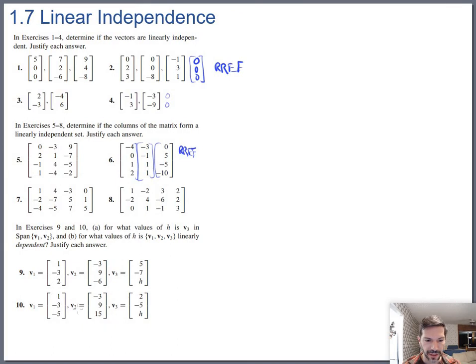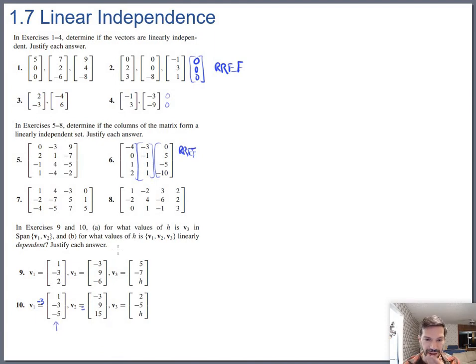Matter of fact, looking at 10, I can see just by inspection that -3 times the first one equals the second one. So that's already a dependent set. It doesn't matter what's going on in V3. There's dependence between V1 and V2. So at least for part B, the answer to 10 is any value of h, all values of h. This will be a linearly dependent set.